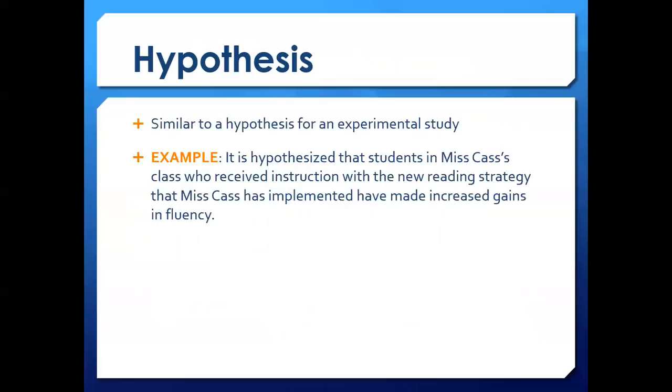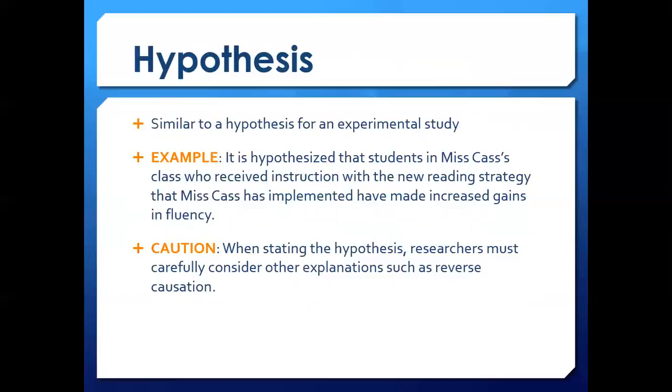Again, these are predetermined groups. They've already had or have not had the reading strategy. And we're splitting up the groups based on one having a characteristic and one not having that characteristic. And then we're going to compare how receiving or not receiving this instruction relates to gains in fluency. It's important to be careful. When you're stating the hypothesis, researchers must carefully consider other explanations, such as reverse causation.